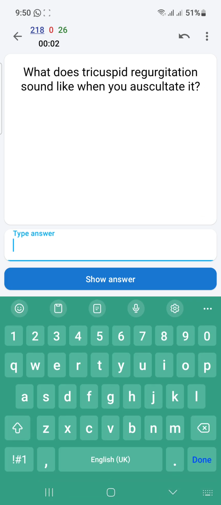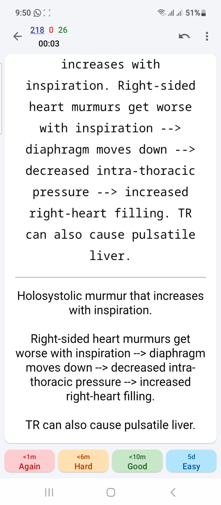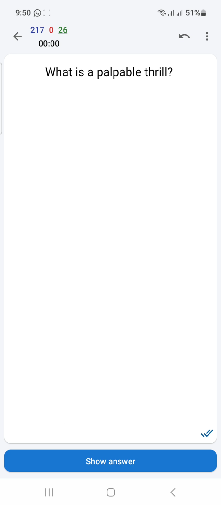What does tricuspid regurgitation sound like when you auscultate it? A holosystolic murmur that increases with inspiration. Right-sided heart murmurs get worse with inspiration. The diaphragm moves down, decreasing intrathoracic pressure and increasing right heart filling. TR can also cause pulsatile liver.